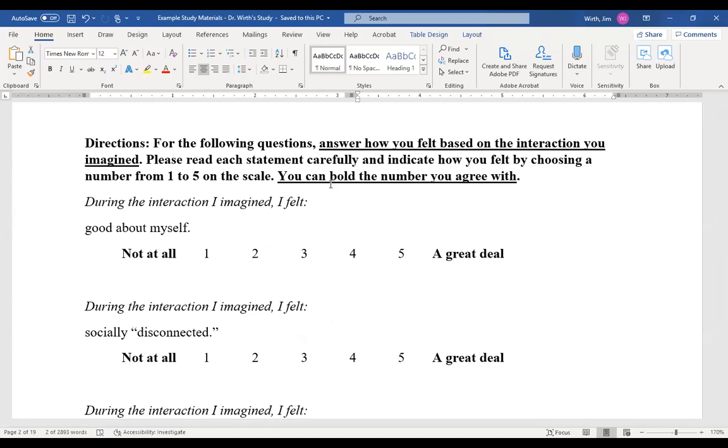So for the following questions, answer how you felt based on the interaction you imagined. Please read each statement carefully and indicate how you felt by choosing a number from 1 to 5 on the scale. You can bold the number you agree with. So here I tell participants the instructions for what they're supposed to do, how they're supposed to read things, and how they're supposed to give their response. In this case, because we're going to be doing things over email or at least through computers, you can have participants respond by bolding the number that they agree with in the statements.